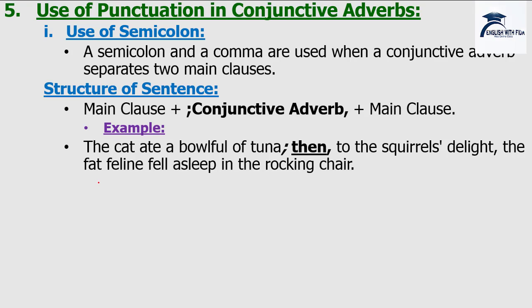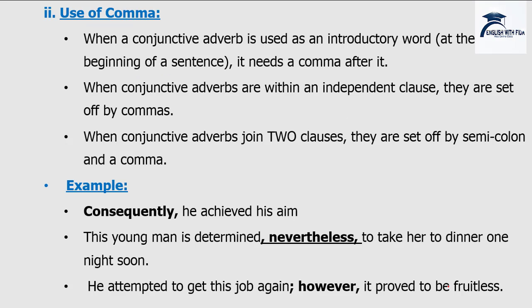A semicolon and a comma are used when a conjunctive adverb separates two main clauses. This is the pattern, as we have just seen in the picture. The cat ate a bowl full of tuna. This is a conjunctive adverb. So you can punctuate it in this way: semicolon, conjunctive adverb, comma, then continue the clause.